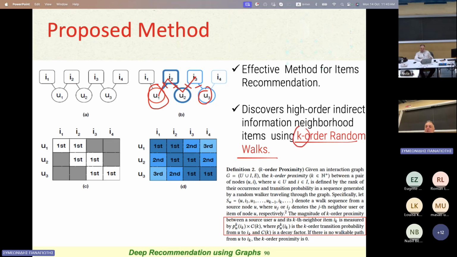So they use a k-ordered random walk methodology. The magnitude of k-ordered proximity between a source user and the item is measured with this quantity, where p_u to the power of k is the transition probability from u to the other node of this walk.